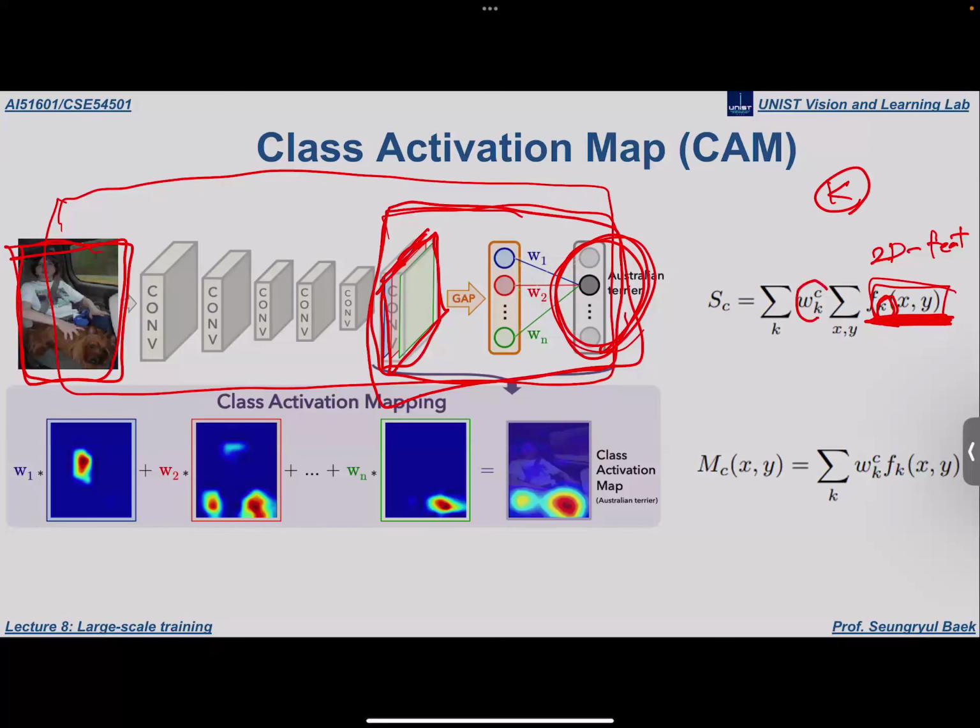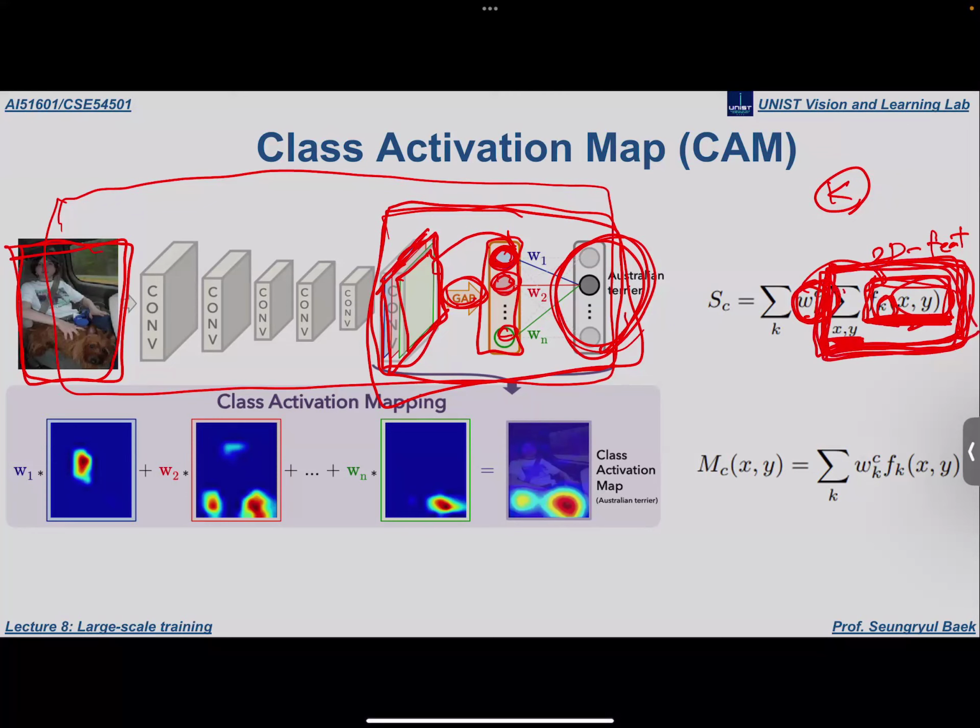And also we can multiply some weight at the last layer to this 2D feature map. Before that, we apply average pooling to make each feature map into a one-dimensional scalar value. So this is the 2D feature map, but we average over the x, y coordinates to make it into one scalar value. And by applying this additional weight, we make the probability vector. That is the original way to train the image classifier.